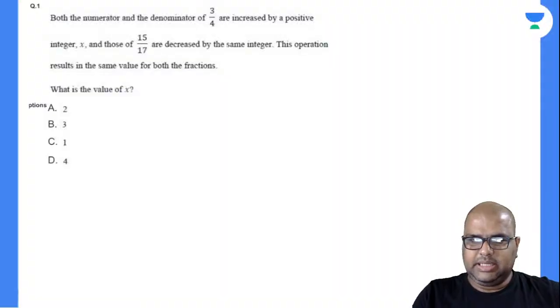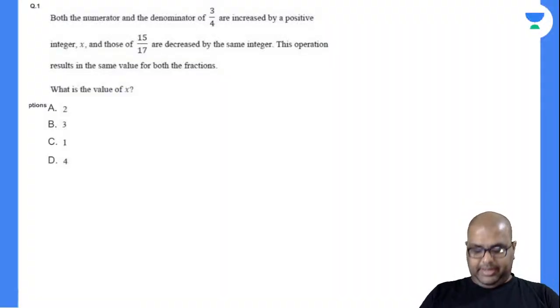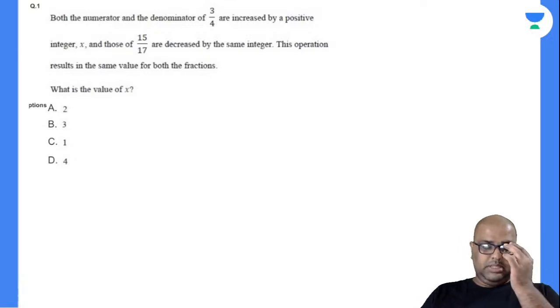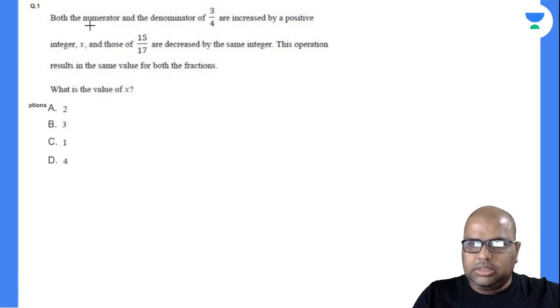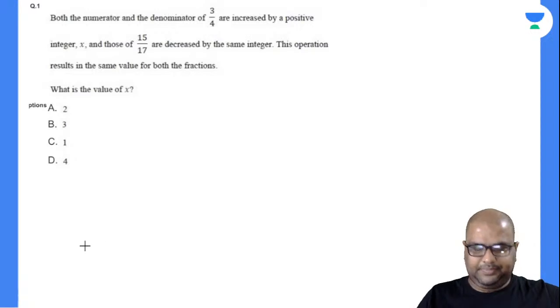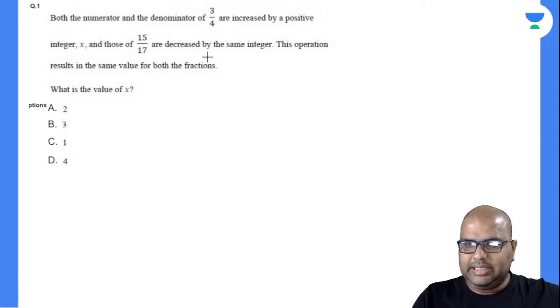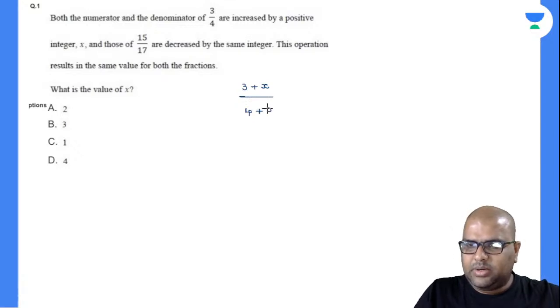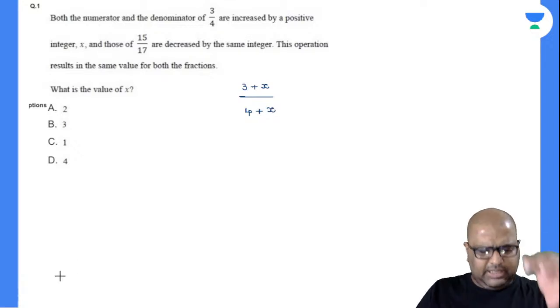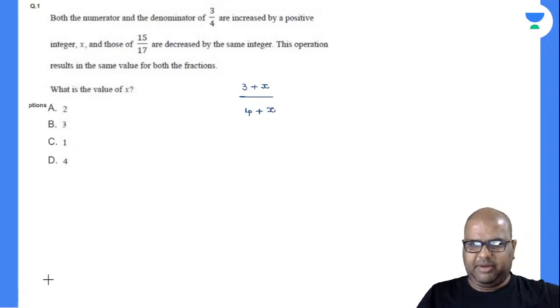Let's start our discussion here. Now, this is the question which was asked in GATE 2022. Observe the question carefully. Both the numerator and the denominator of 3 by 4 are increased by a positive integer x. So this is a fraction. Numerator of this fraction is 3. Let us suppose that this 3 is increased by x, divided by the denominator 4, which is also increased by x. This is the given data. You can just write down the data neatly, and you can solve the question perfectly.